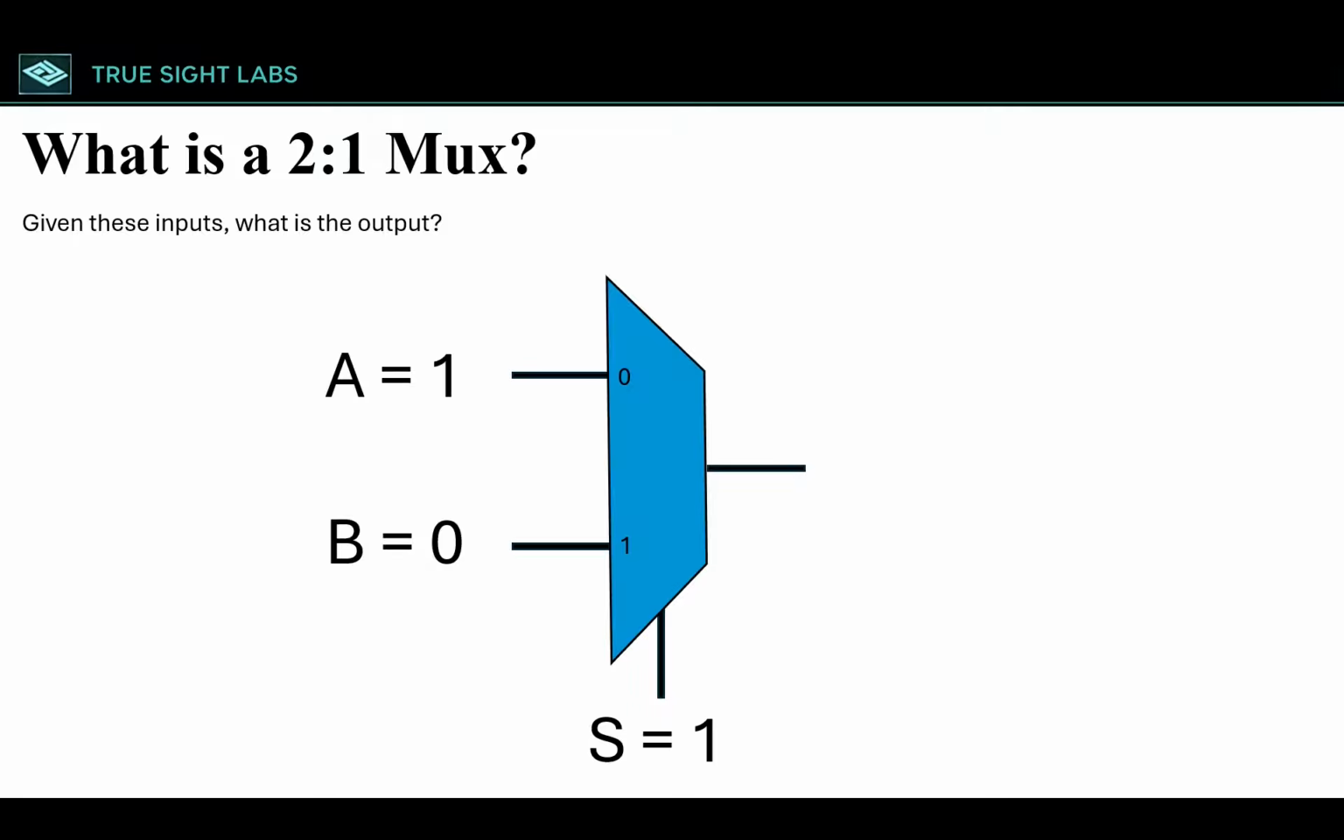Just to make sure you understand, let's do one more example. Suppose A is 1, B is 0, and now S is 1. What will the output be? Well, since S equals 1, the MUX selects B, which makes the output 0.